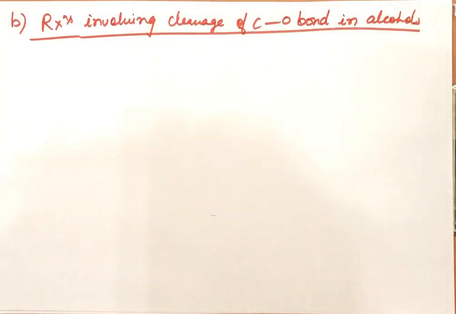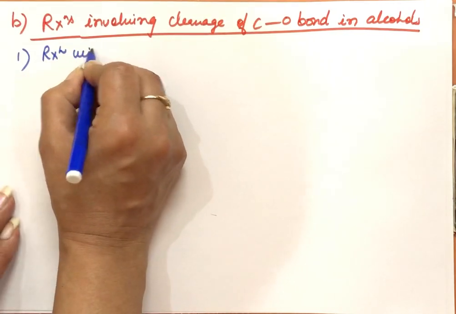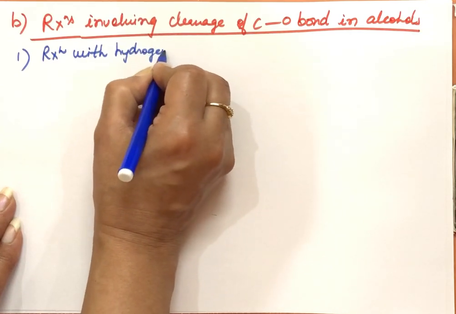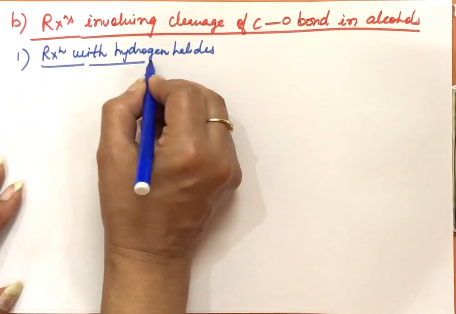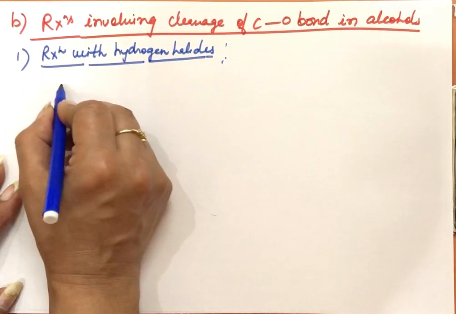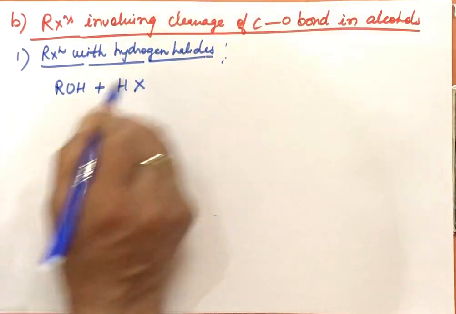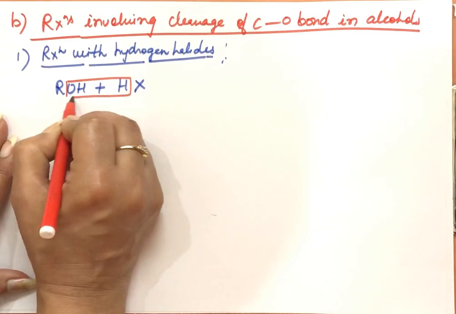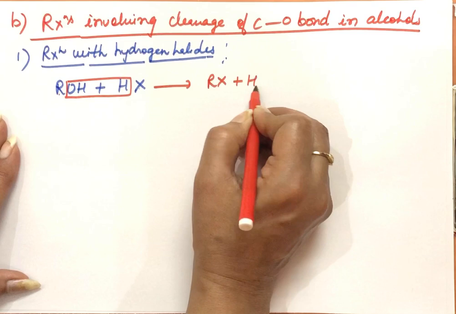First reaction here is the reaction with hydrogen halides, which we have done in the haloalkanes chapter also. Hydrogen halide is HCl, HBr. Alcohols react with hydrogen halides, like in general HX, the symbol I'm using. Water comes out and we get RX, haloalkane, plus water.